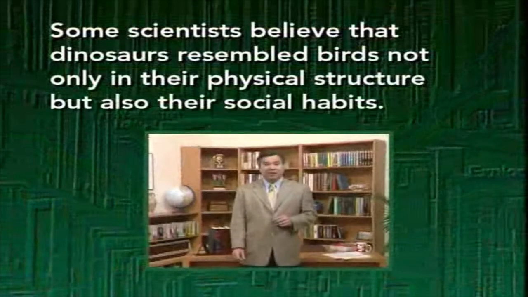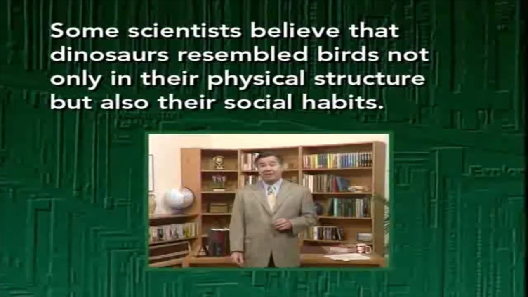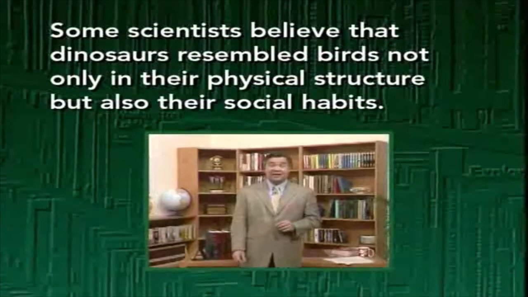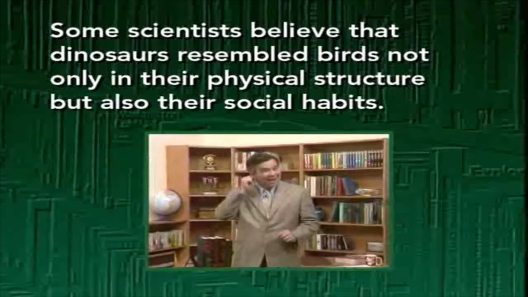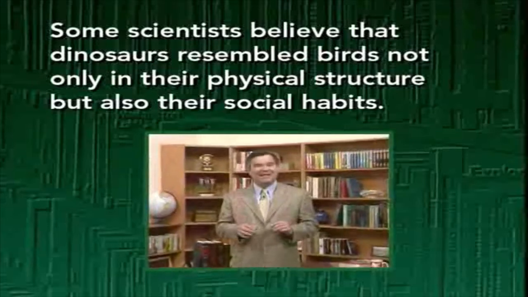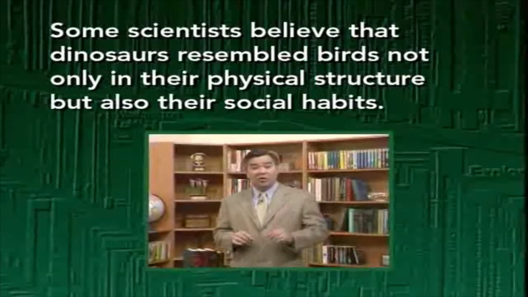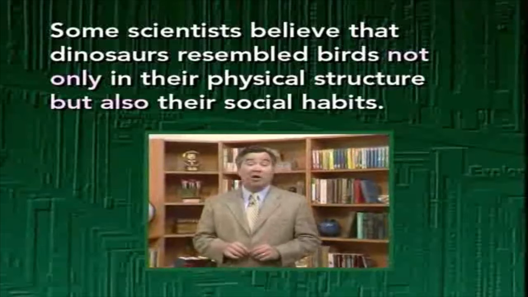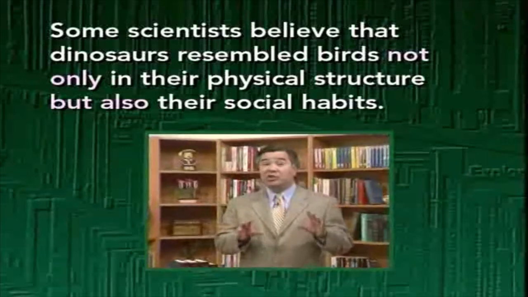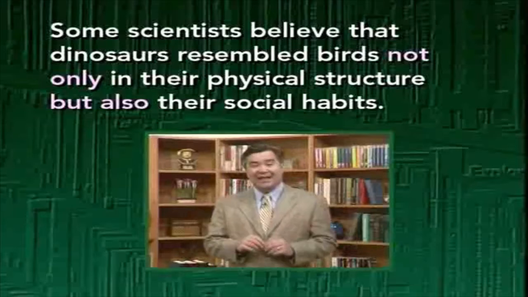Some scientists believe that dinosaurs resembled birds not only in their physical structure, but also their social habits. Now, at first glance, this sentence might seem okay, but if you listen to it carefully, you might hear that parallelism has been subtly violated. Here's why. We're using the coordinating conjunction not only, but also. And remember our rule, what follows each of those conjunctions needs to be the same grammatically. Let's check and see if it is.